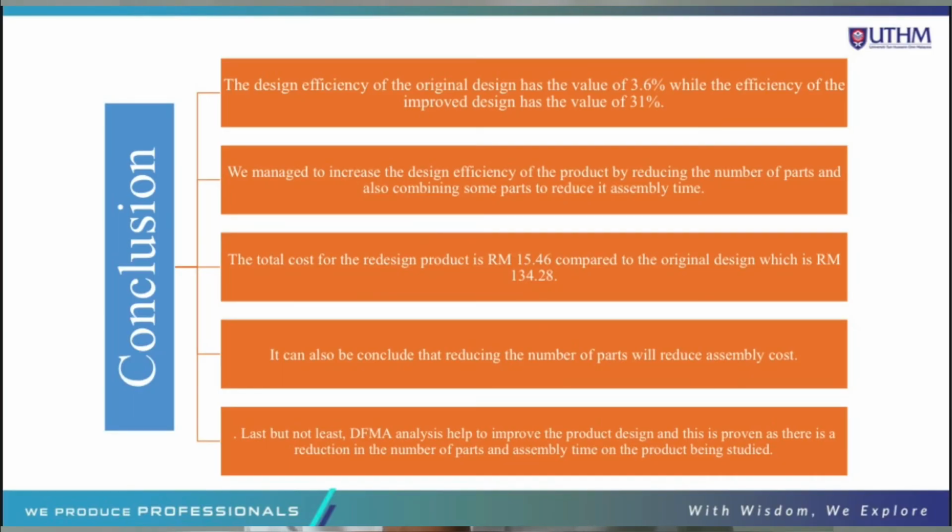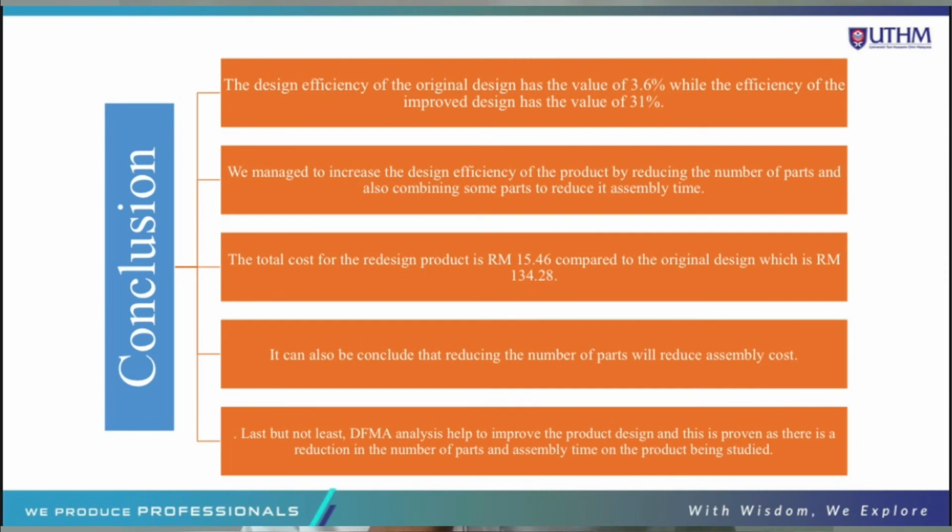Next, I will proceed to the conclusion of this study. So, the design efficiency of the original design has the value of 3.6%, while the efficiency of the improved design has the value of 31%, which is much higher compared to the efficiency of the original design. Next, we managed to increase the design efficiency from 3.6% to 31% by reducing the number of parts and also combining some parts to reduce assembly time.